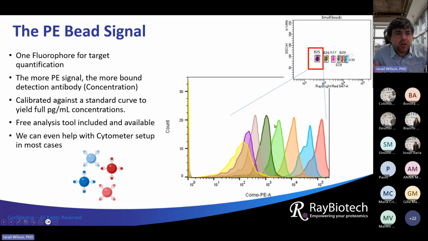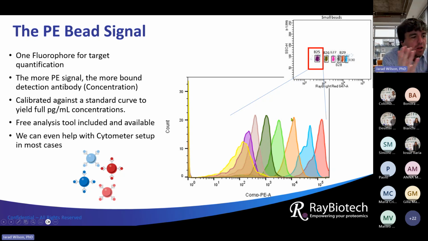And this allows you to generate a standard curve with the amount of PE that's bound to the antibody. The more PE bound, the higher the concentration of the analyte that's bound to the captured bead. By generating a full standard curve, we can get a mean fluorescence intensity of each of these populations. So we might say this orange population has an intensity of 10 to the 4th. This is a mean fluorescence of 10 to the 4th.